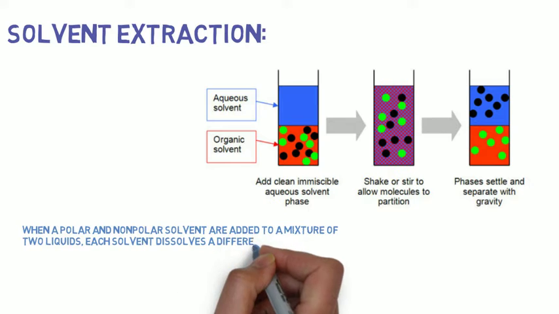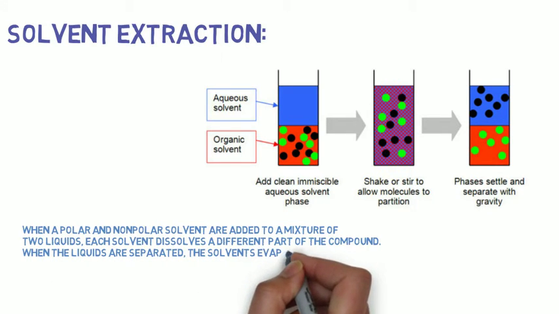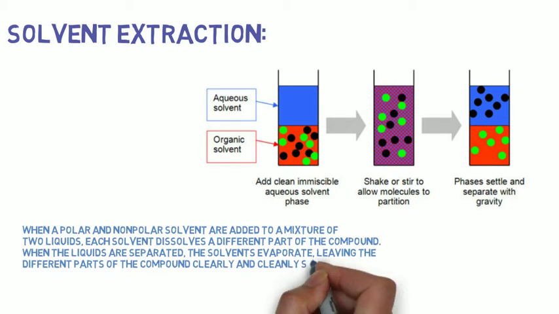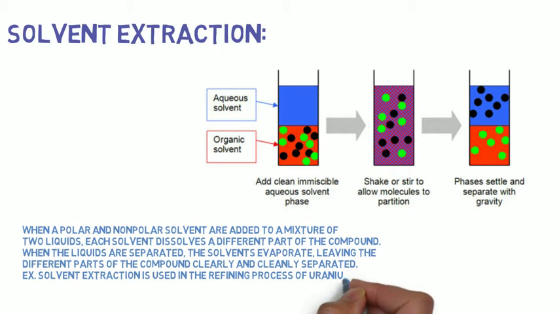This method should be used when you have smaller amounts of liquids and access to the required solvents. You put both liquids in a separatory funnel and use this to extract only one liquid at a time. An example for this would be that solvent extraction is used in the refining process of uranium for nuclear reactors. And you can see the diagram below as well.